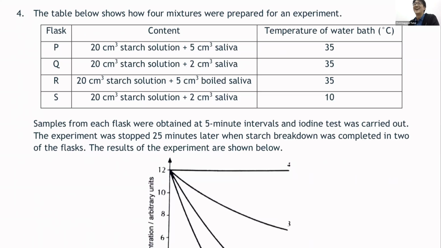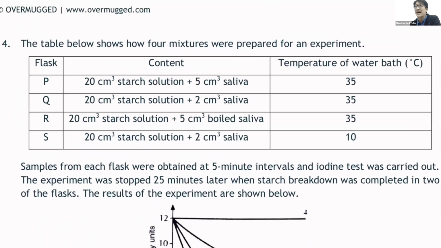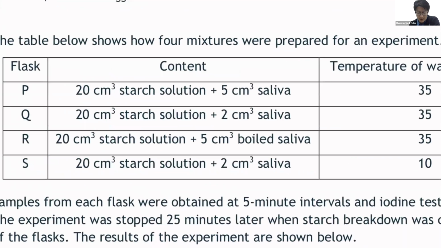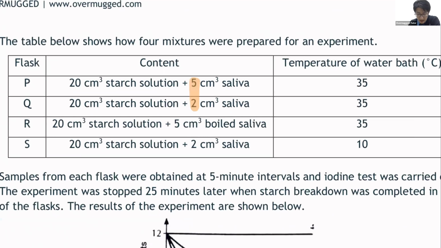Okay, so moving on. Final question, right? Give me a couple more minutes. We are looking at 4 flasks, P, Q, R, and S. We are looking at the different conditions I am putting in my starch solution. The first one, P and Q: 5 cm cube of saliva versus 2 cm cube of saliva. What is the factor that I'm studying here? What factor am I studying here?